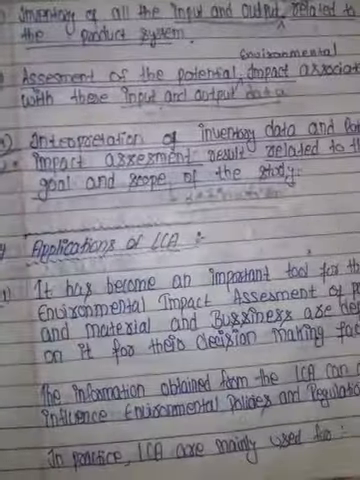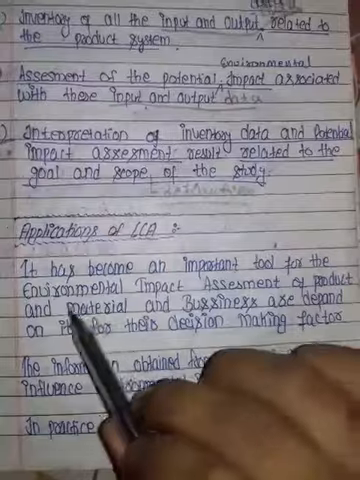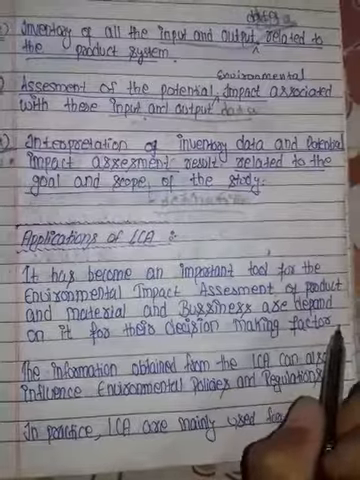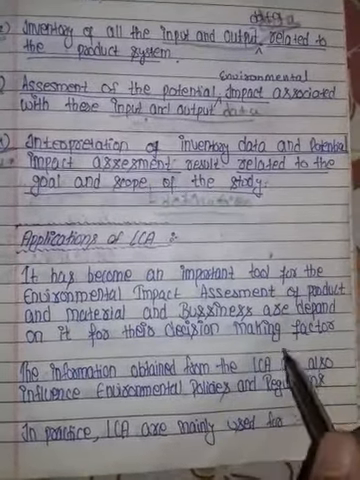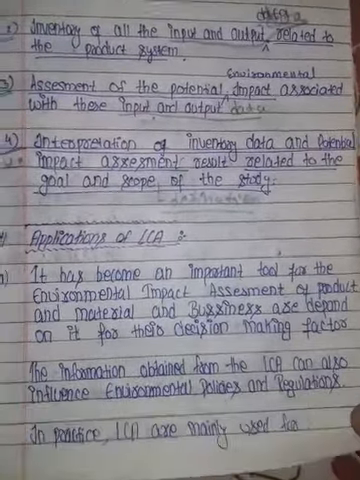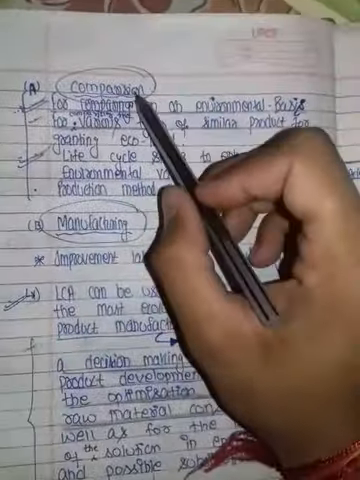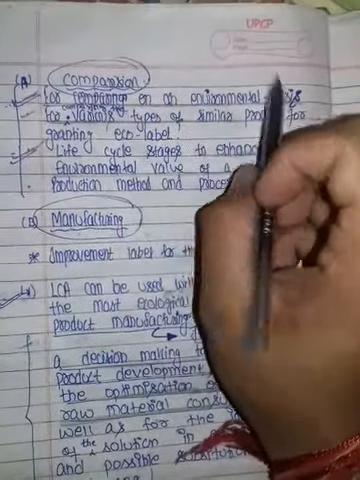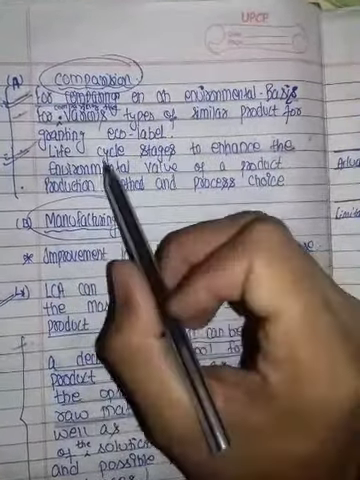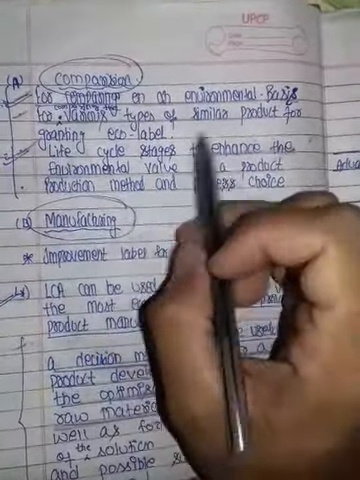Okay, so what are the different applications of life cycle assessment? The first one is that it has become an important tool for the environmental impact assessment, that is EIA, of the product and the material, and businesses depend on it for their decision making. The information obtained from the LCA can also influence environmental policies and regulations. In practice, LCA is mainly used for comparison, manufacturing and commercial development. In the comparison, for a company on an environmental basis, for comparing various types of similar products, life cycle stages to enhance the environmental value of the product, method and process choices.